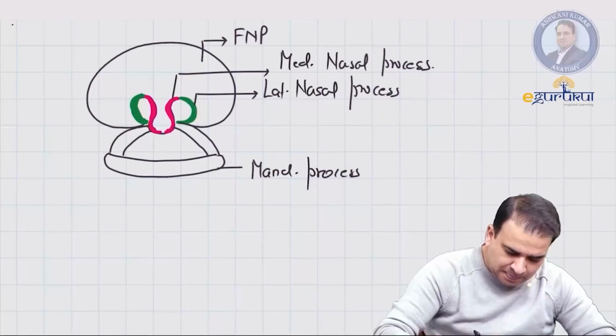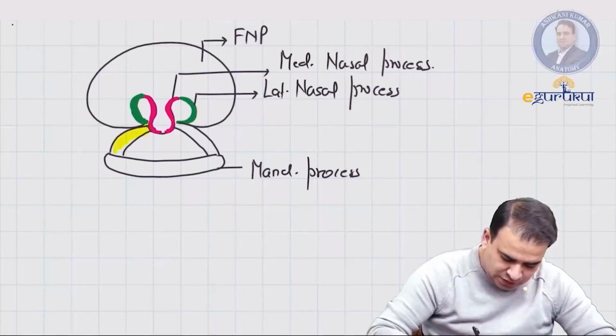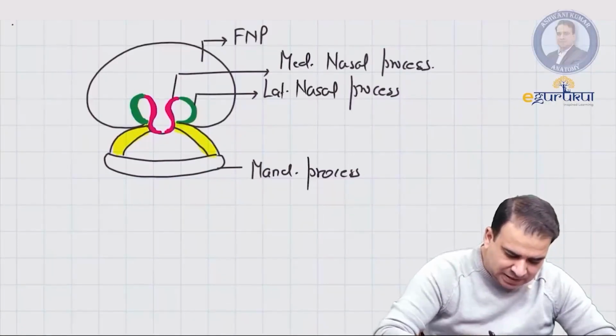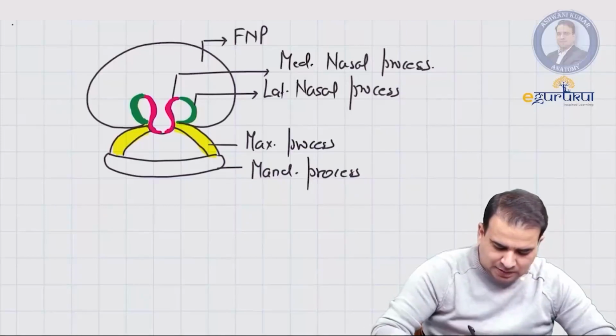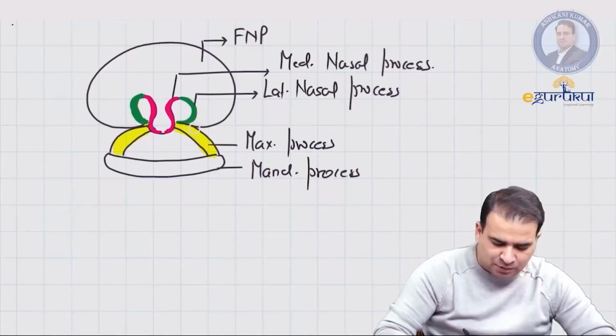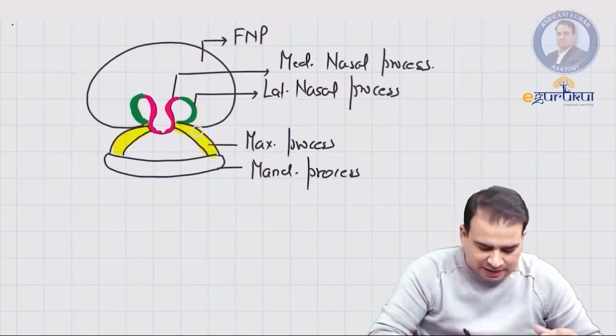Here I'm using this yellow highlighter for the maxillary process, which is derived from the mandibular. As I said, make sure you don't leave a gap on the side here. Don't leave a gap on the side. If you leave a gap on the side, that will become a cleft only.